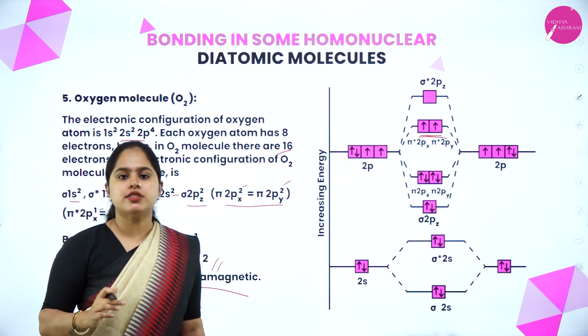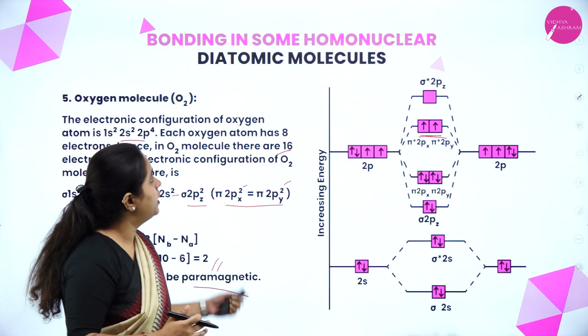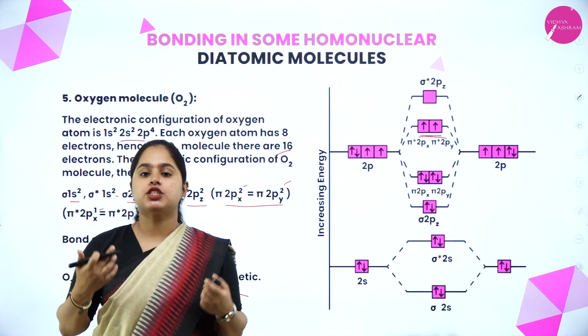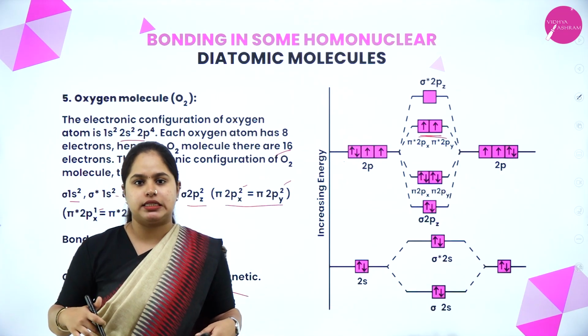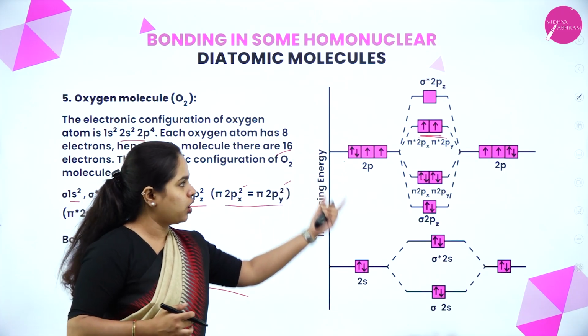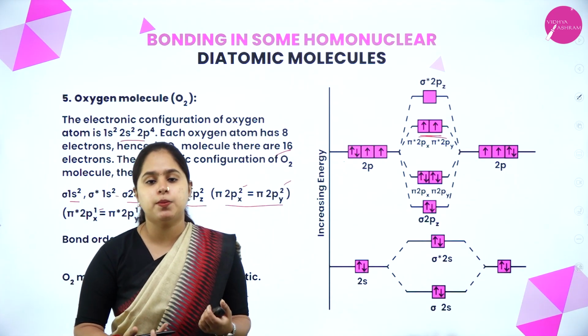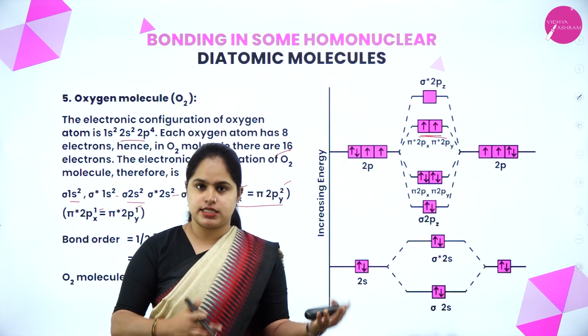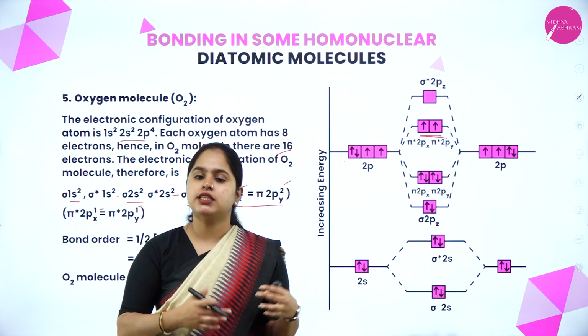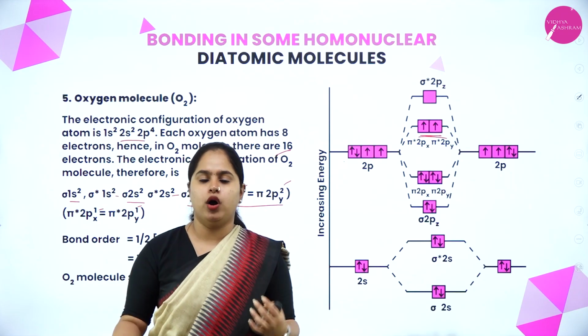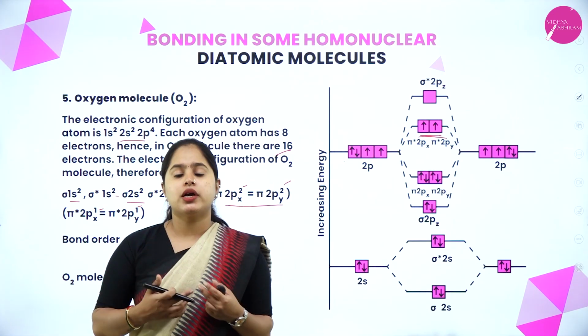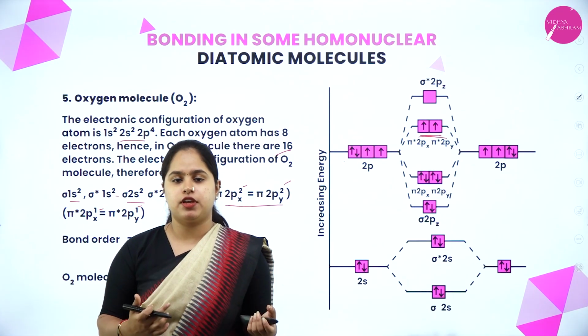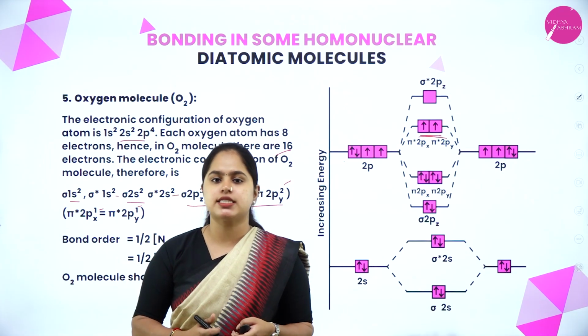Yes, so that was the discussion of different homonuclear diatomic molecules and the bonding present in them. From the electronic configuration, we were able to calculate the bond order and predict whether they are stable or unstable, and also predict their paramagnetism or diamagnetism. So I hope all the diatomic molecules that we have discussed are clear to you. The bonding is clear, right?